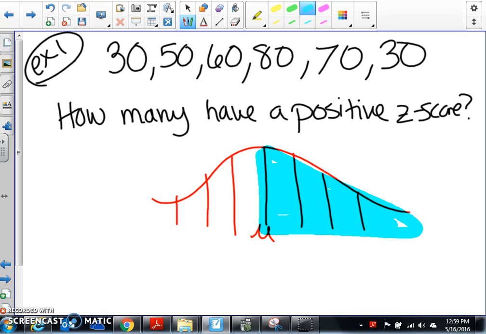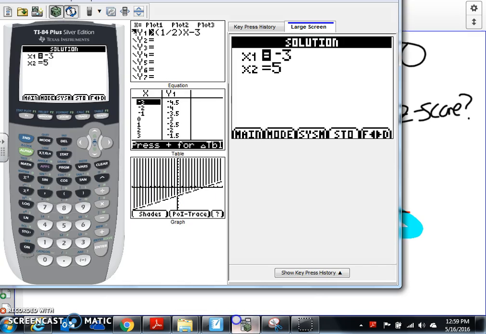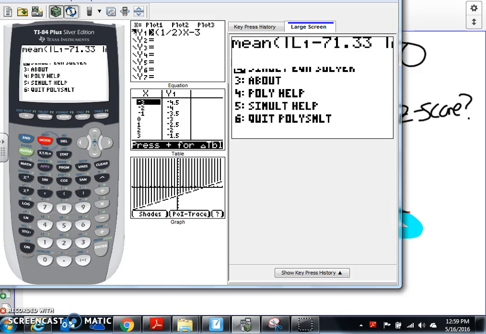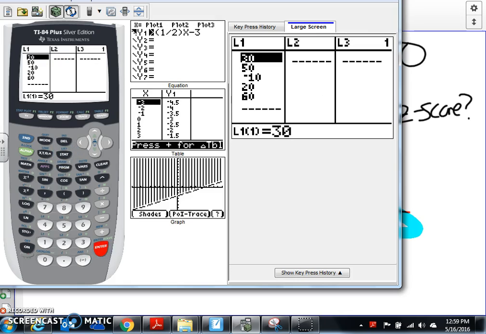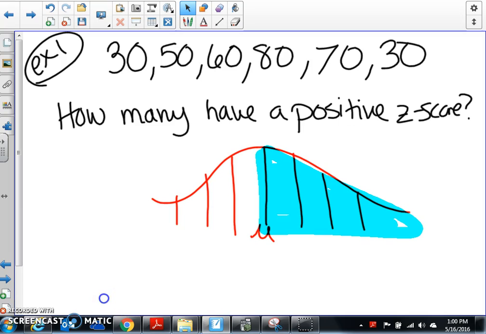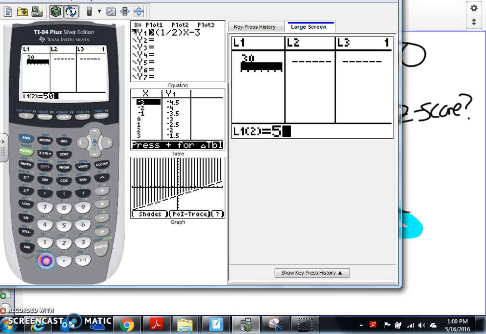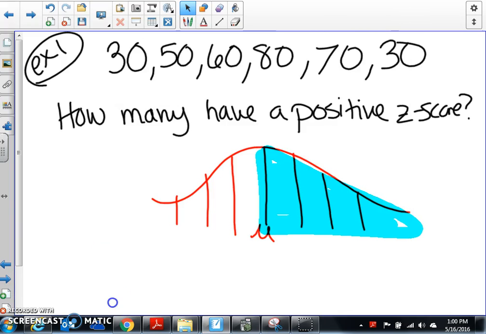So first and foremost, you need to grab your calculator, and we're going to put our list into our stat plot. So stat, okay, clear. Okay, stat, edit. Clear, push down. All right, so 30, what was it? 50, 60, 80, 70, what was the last one? 30, 30.